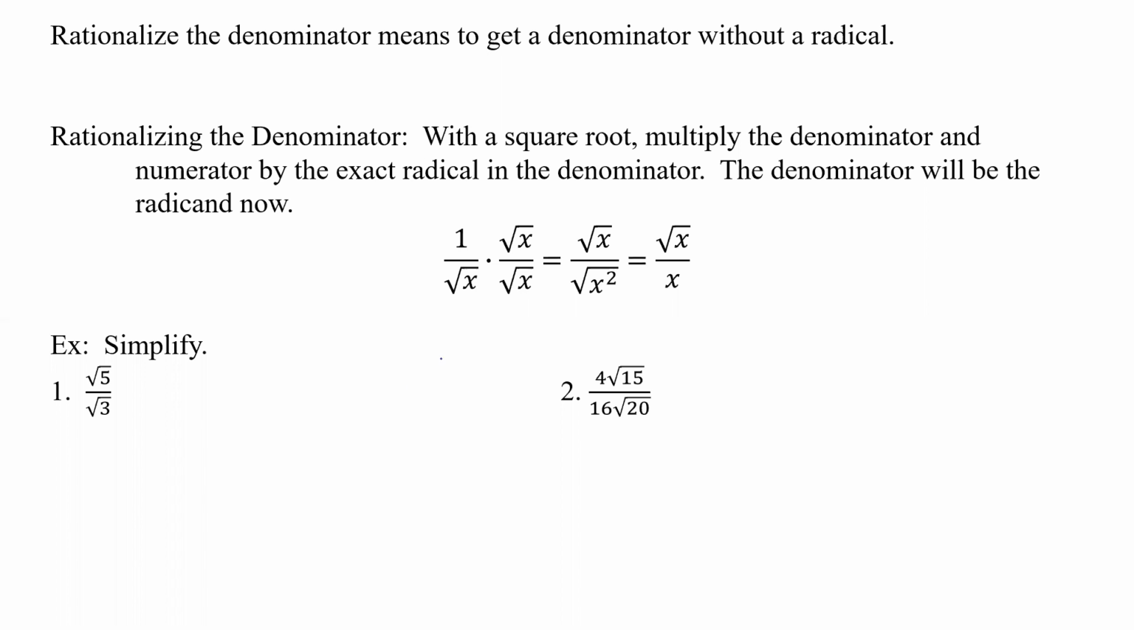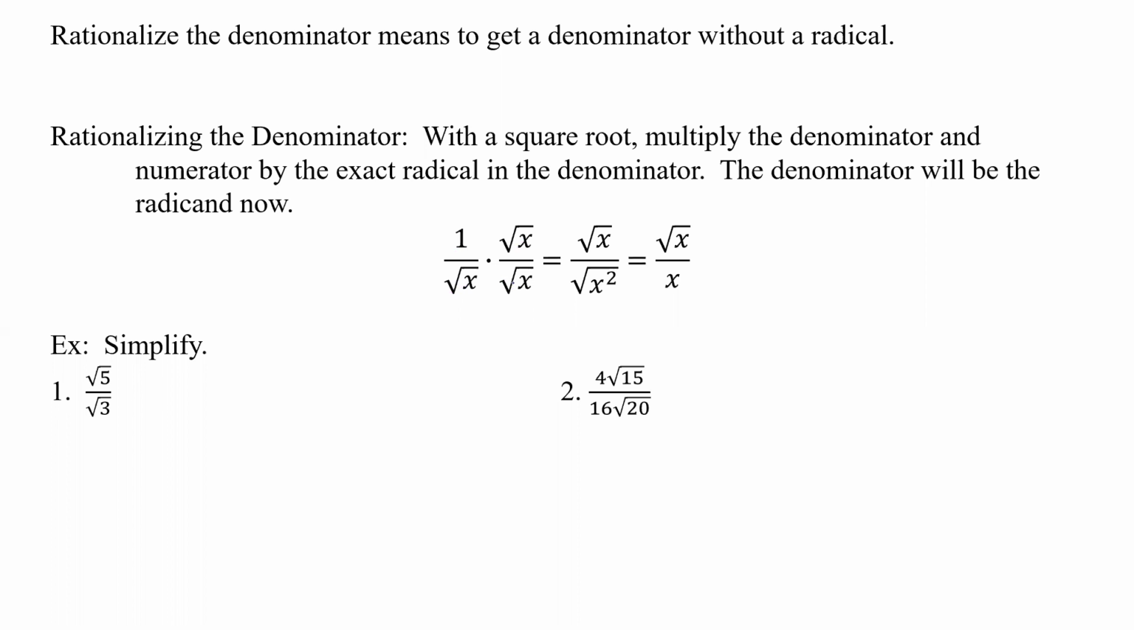So as we can see, for example, here, 1 over the square root of x, that has a radical in the denominator. And what we want to do is get rid of that. And so what we need to do is called rationalizing the denominator. With the square root, basically we're going to multiply the denominator and the numerator by the exact radical that's in the denominator. So in this case, we had 1 over the square root of x, so we multiply the numerator and denominator by the square root of x.